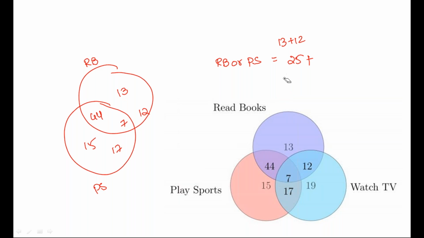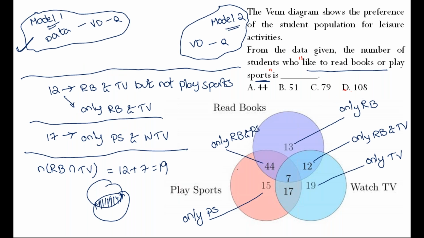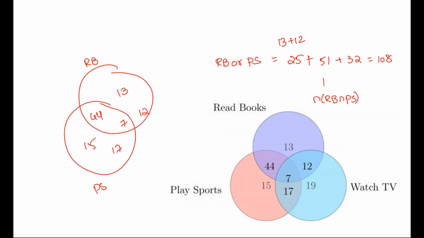If you have only play sports, that is 25. And here this is 51, the intersection, like n of reading books and play sports, plus 32. Guys, see that this is 76 plus 32. We have 108. My dear friends, the answer is 108, not 44 at all. Option D, 108. How many are reading books or play sports is 108.